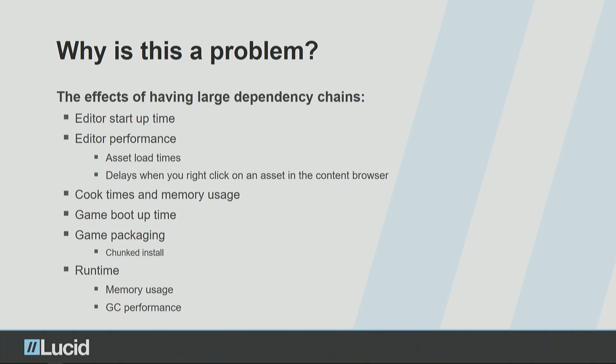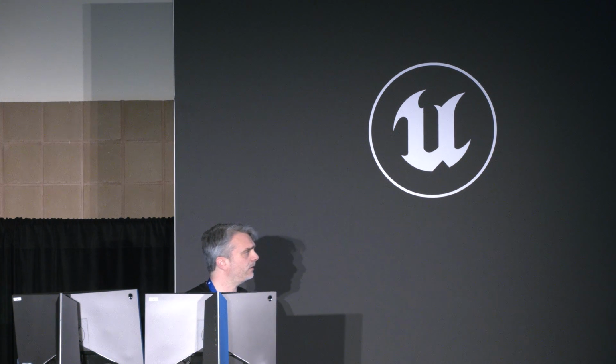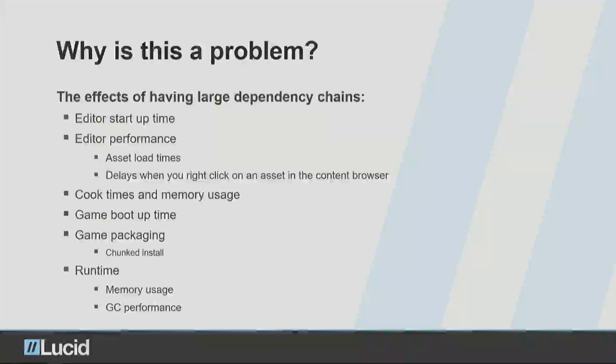So I'm going to go through the problems that large dependency chains cause, because they have lots of different symptoms that you will see appearing in your projects. I think the most obvious one is editor startup time. Often when I get asked to look at a project and help improve the editor startup time, the first thing I look for is asset dependency chains, and that's nearly always one of the first symptoms people notice. But you tend to get other performance issues in the editor as well, because whenever you load an asset, it has to load the dependencies. So loading assets can take a long time, and you suddenly find that something that loaded very quickly now takes much longer to load. There are also various UI operations in the editor, like when you right-click on an asset, sometimes it has to load the asset. And then again, the dependency chain can cause a big pause in the editor.